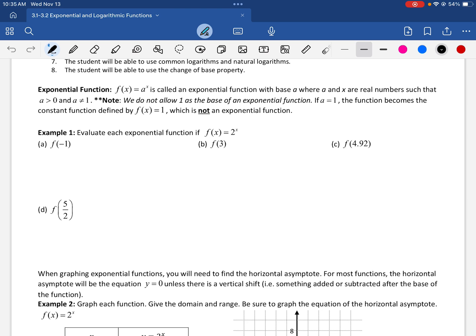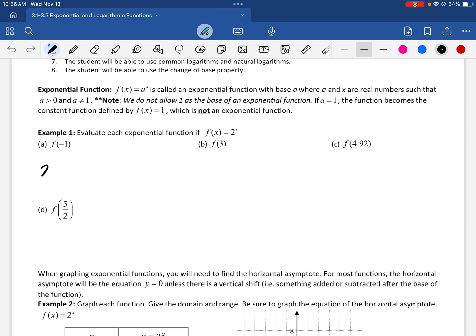It says we do not allow 1 as a base of an exponential function. If a is 1, the function becomes a constant, which would be f of x equals 1, which is not an exponential function. So for these first couple, we're just going to evaluate, basically figure out what each of these values is equal to for the exponential function 2 to the x. So we're just going to plug in the number into the x and see what we get, if we simplify it using maybe some of our exponent rules, or just plugging it into the calculator.